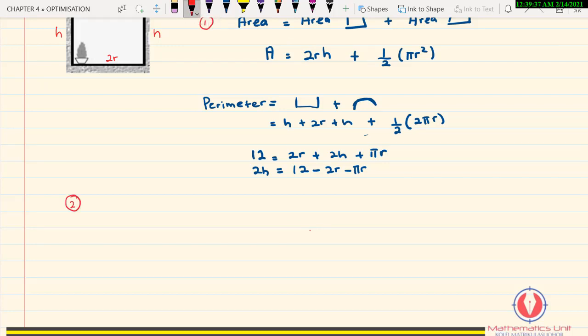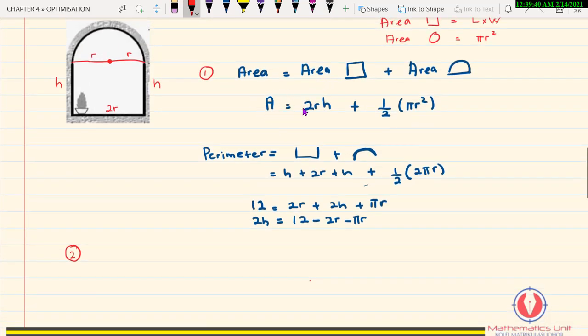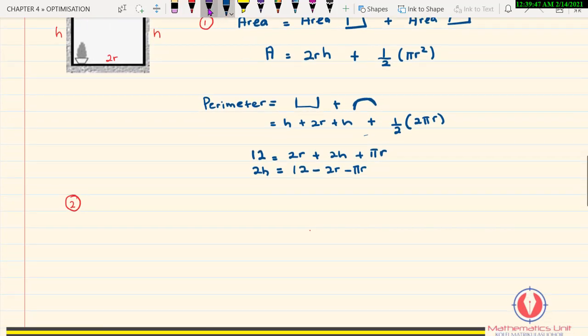Step number 2 is to reduce the area equation, or this optimization equation, into just one variable. So our area equation is A equals 2r multiplied by h, plus 1/2 multiplied by pi r squared. Now we are going to plug in this 2h here, because we want to reduce A into just one variable. So 2h is equal to 12 minus 2r minus pi r, and then plus 1/2 multiplied by pi r squared.